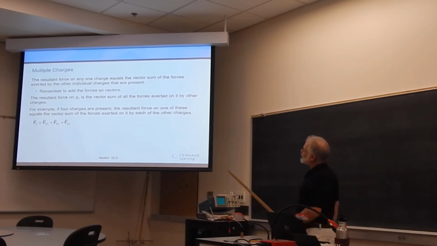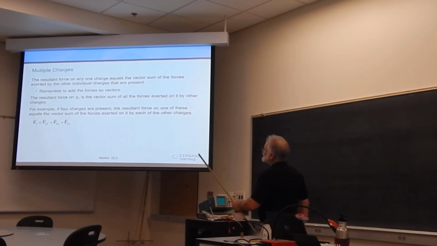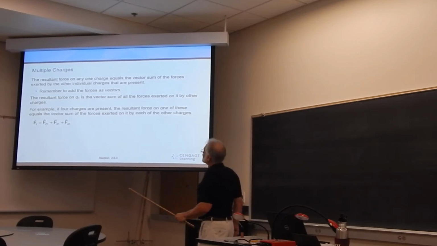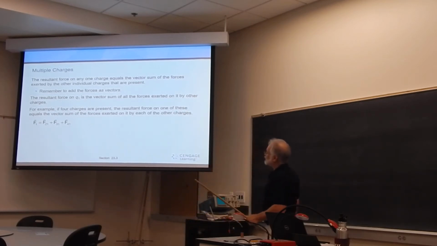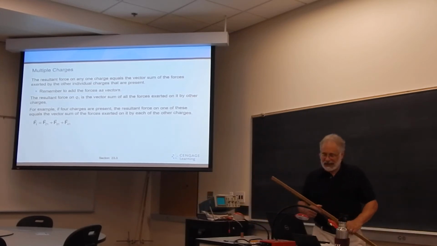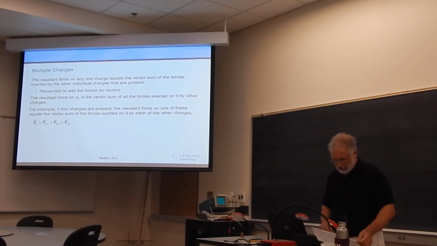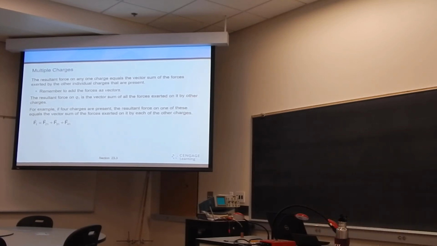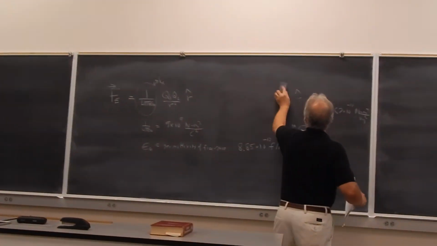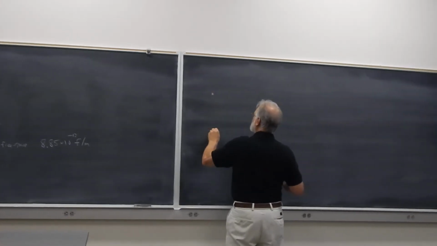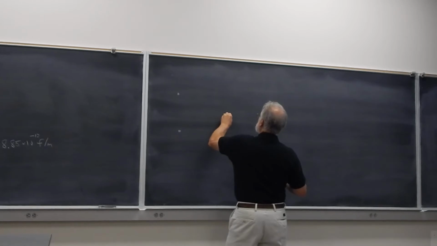If I have multiple charges, then the resultant force is going to be a vector sum of the forces. Let's say I have 4 charges, it's going to be the force on each of the charges due to the others. And we can do some nice examples of how that might work using Coulomb's law. Let's do a great example. Suppose I have 3 point charges in the following configuration.